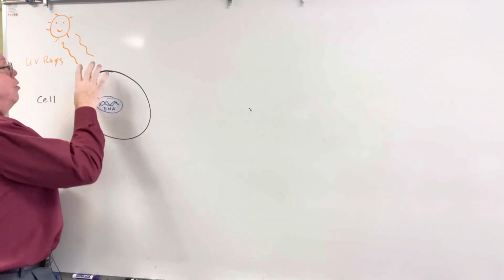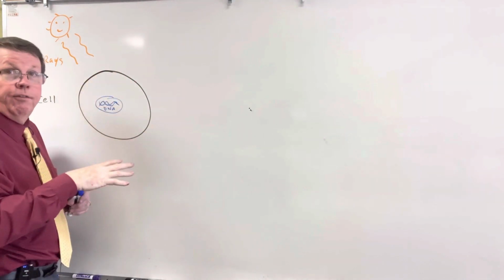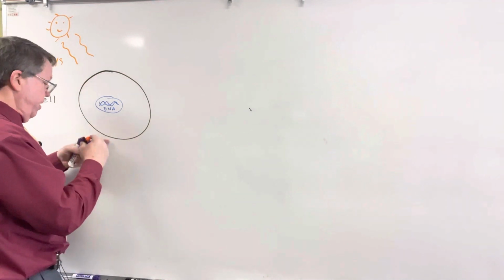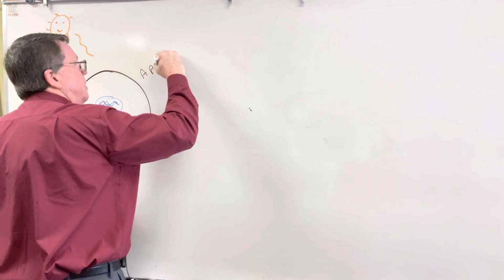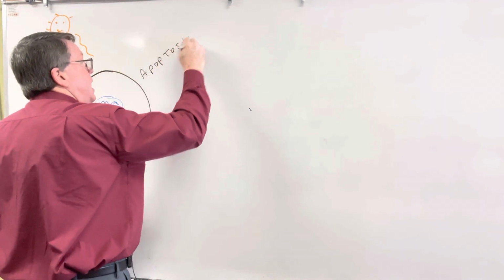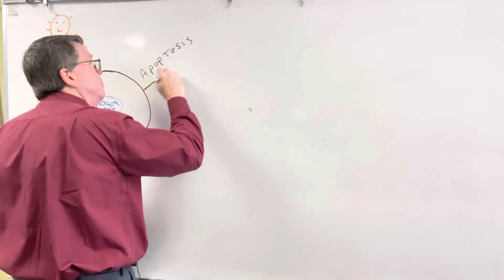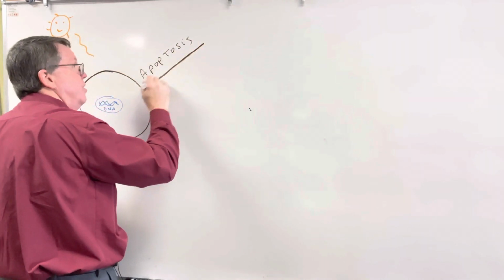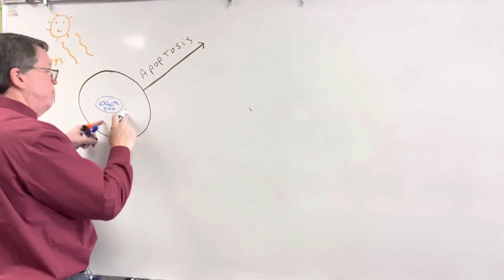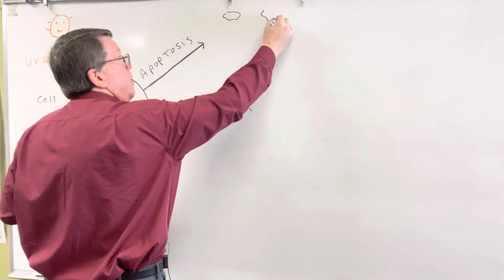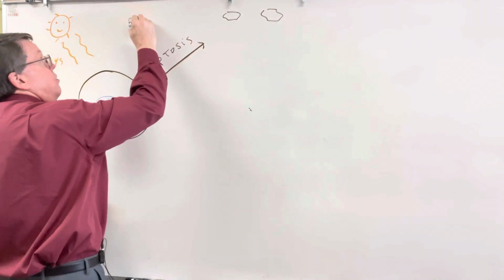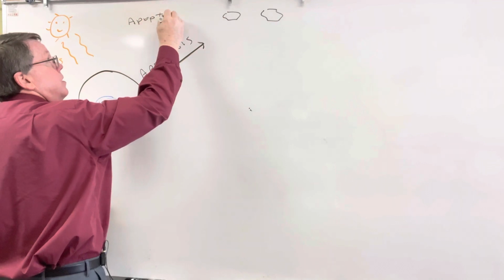Now what's going to happen normally is the cell will repair itself. But if the cell can't repair itself, it will set itself up for something called apoptosis. Apoptosis is programmed cell death. Now remember, this is a healthy cell we're talking about. So we're going to get programmed cell death, right? The cell's going to come apart, and we're going to have fragments. We're going to call these apoptotic bodies.